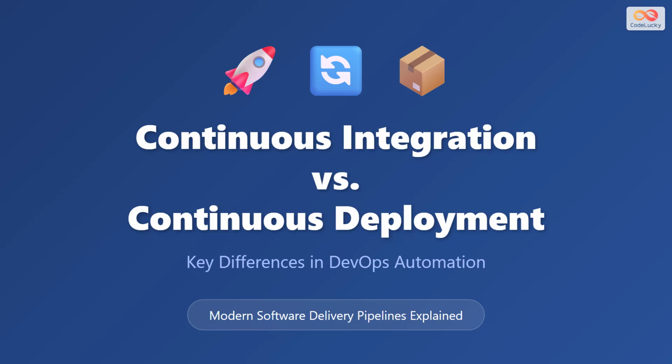Welcome to this guide on continuous integration versus continuous deployment. In the world of DevOps and modern software engineering, you will hear the terms CI and CD used constantly. While they are often mentioned together as a single concept, they represent distinct phases in the automation pipeline. Today, we are going to break down exactly what each term means and how they differ.